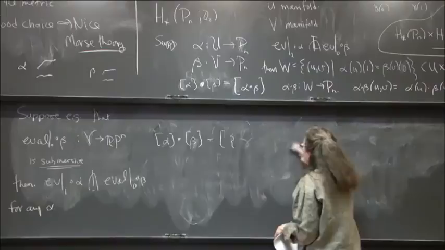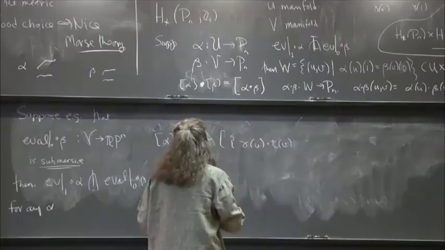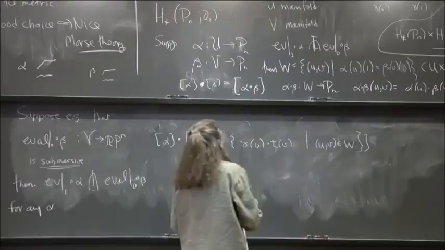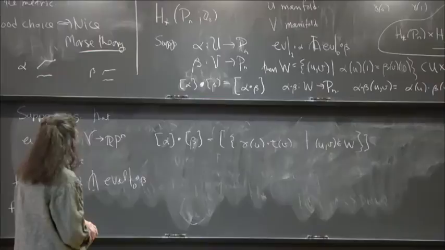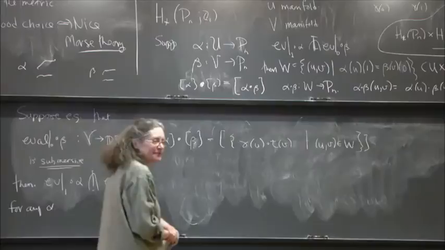Gamma of U, tau of V, right? Yeah, that's okay. Such that UV is this, right? Yeah, that's right. That's right. Yeah, that's good. That's better. Okay. Yeah. Thanks. That's better.